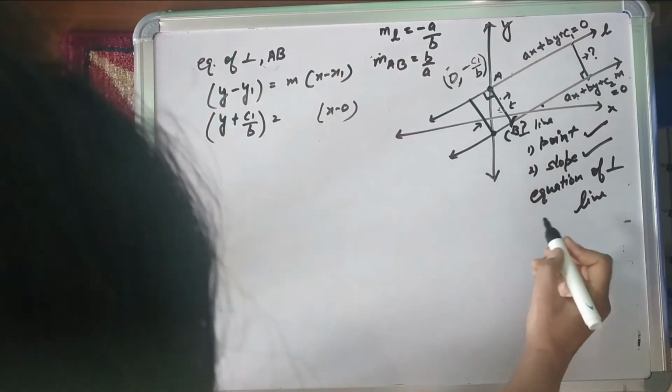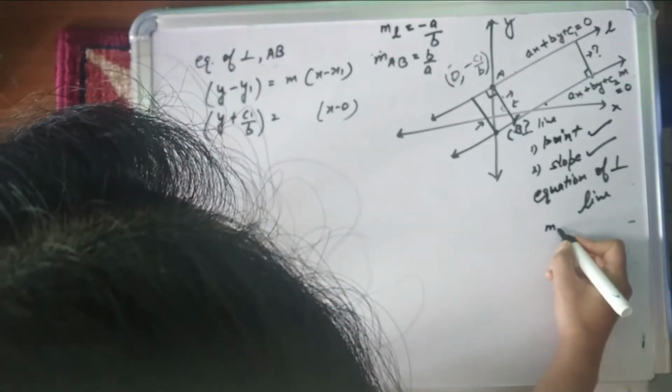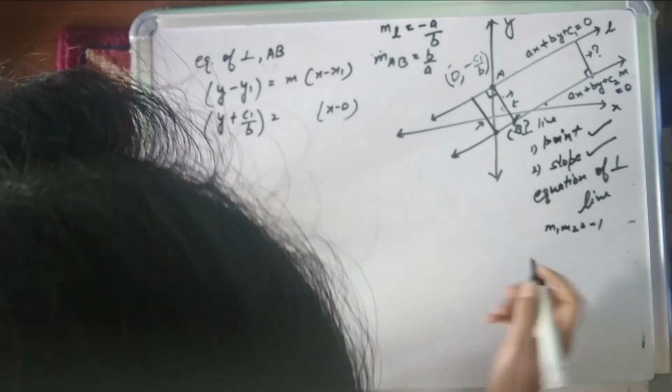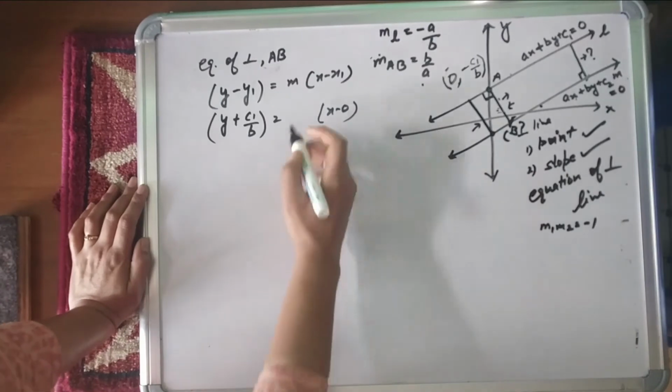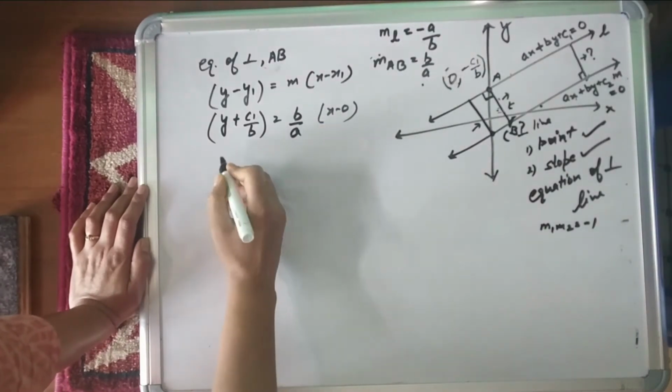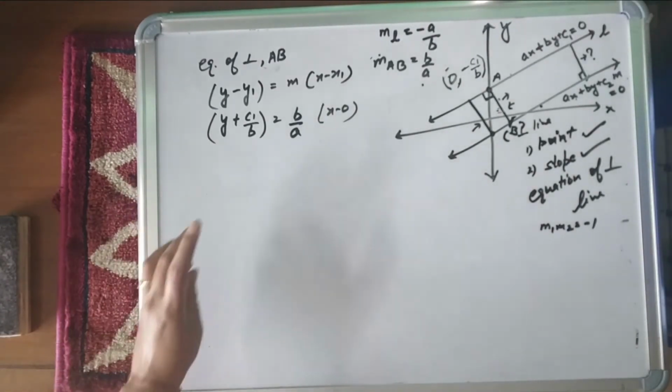As we know, in the case of perpendicular lines, m1 times m2 equals minus 1. So the slope of one line is the negative reciprocal of the other. So the negative reciprocal of this is going to be b over a. So here I can write b over a. Here I got the equation for this line.